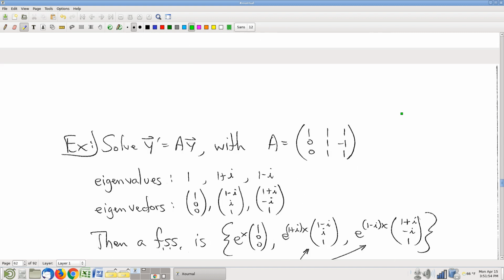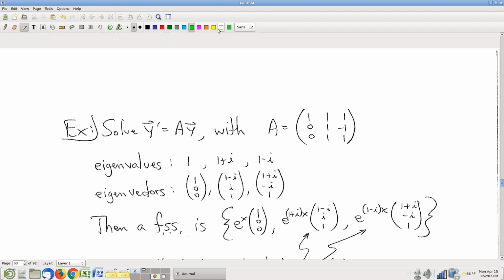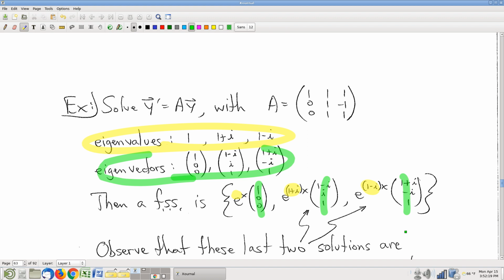Okay. What if you have complex eigenvectors and eigenvalues? Well, the theorem still works. So here's a fundamental set of solutions. Note that the same deal. So our eigenvalues, our eigenvectors. Right, same deal still works. This is a perfectly fine, I suppose, fundamental set of solutions, at least from a math standpoint.